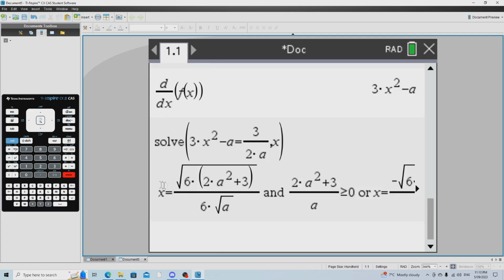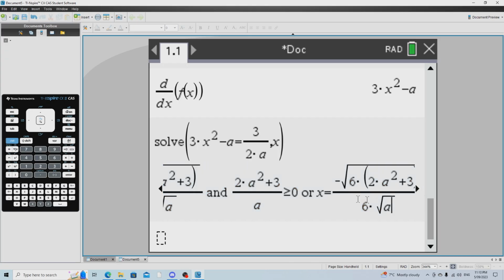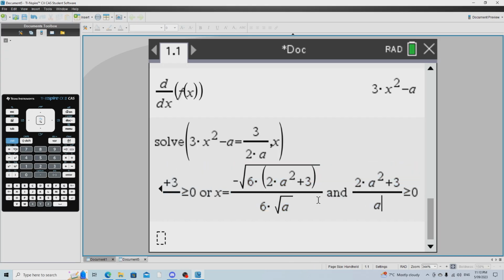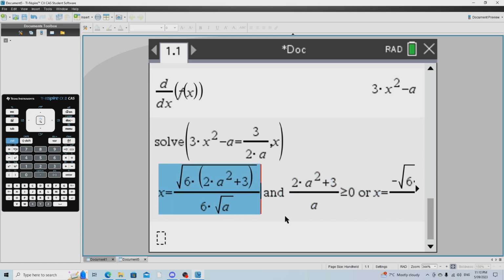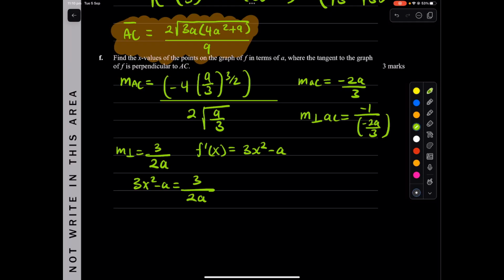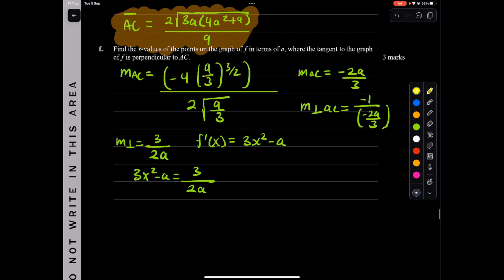And we get these two over here, in terms of a. It says find the values, so we just need this. Let's write those in a different color.